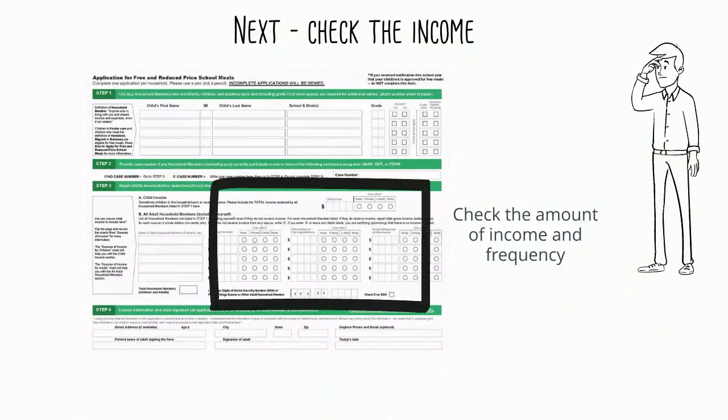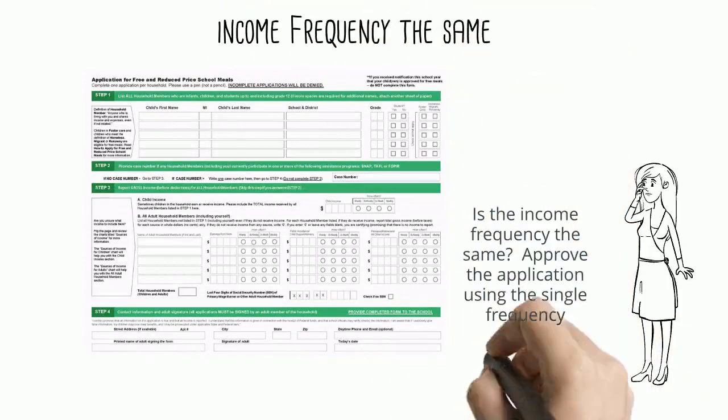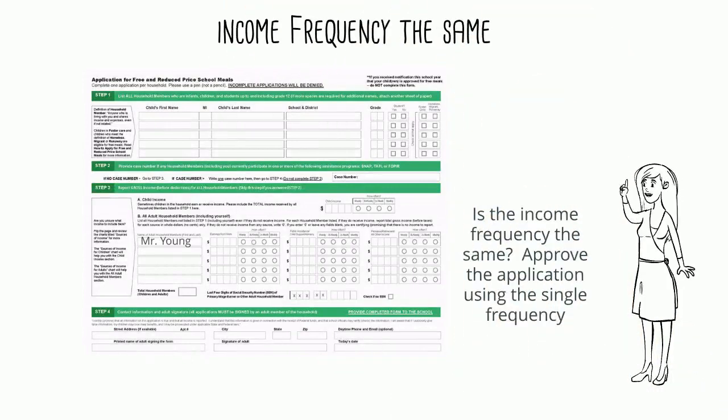Next, you will check the income. Check the amount of income and the frequency that is listed. Is the income frequency the same? Approve the application using that single frequency.